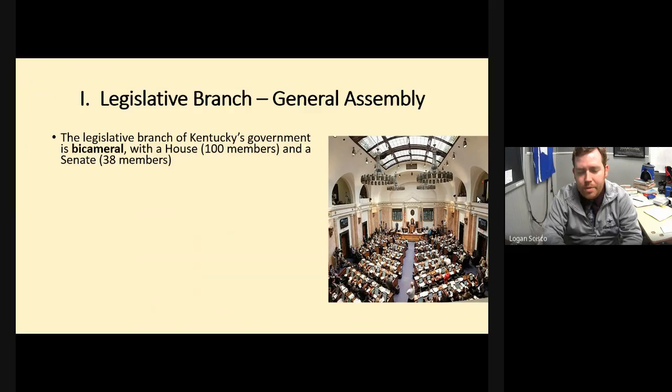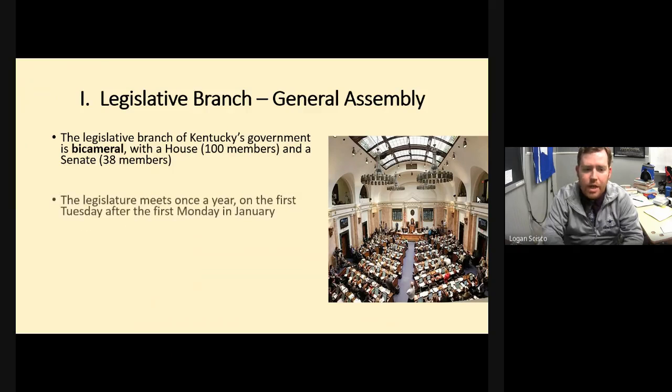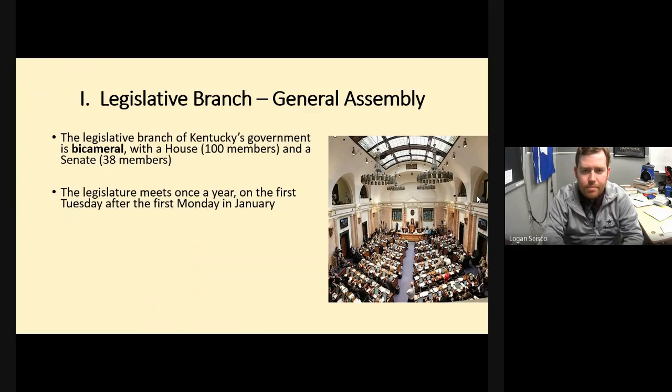Now, in order for a bill to be passed, both the House and the Senate have to approve of it. If the House approves something and the Senate rejects it, or the Senate passes something and the House rejects it, then the bill dies. But the General Assembly has a very short time in which to meet. It does meet every year. It used to be that in Kentucky, our General Assembly met once every 2 years.